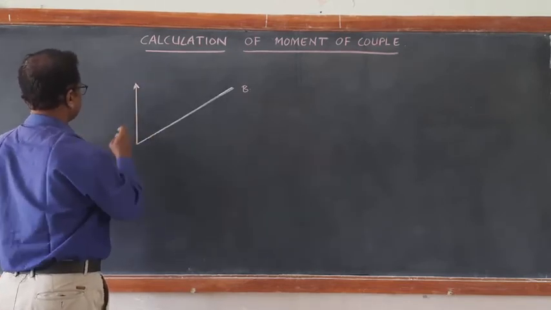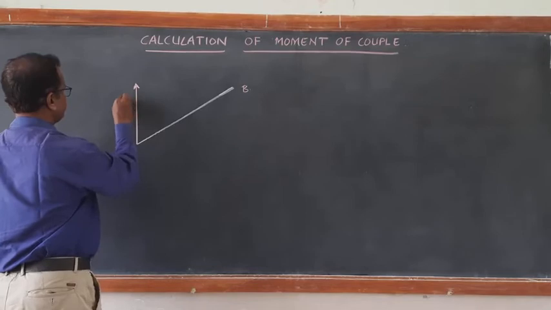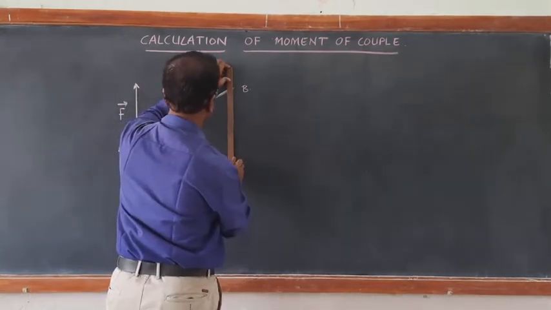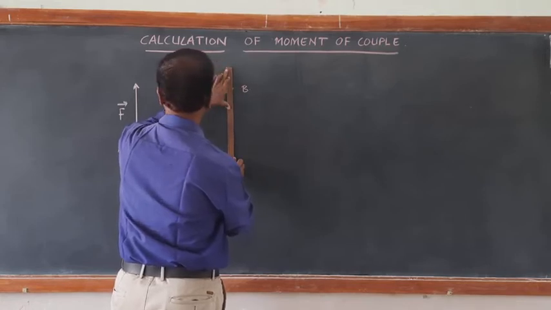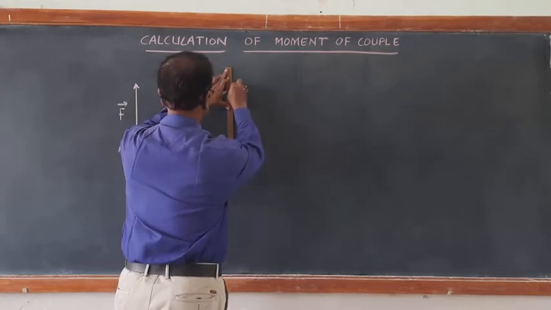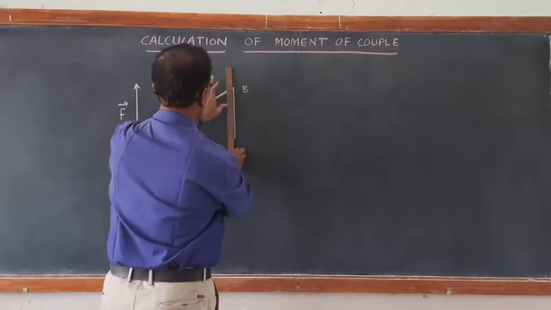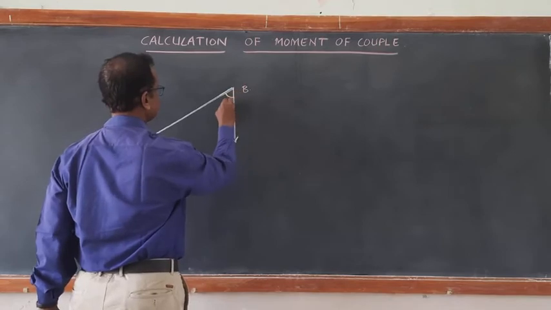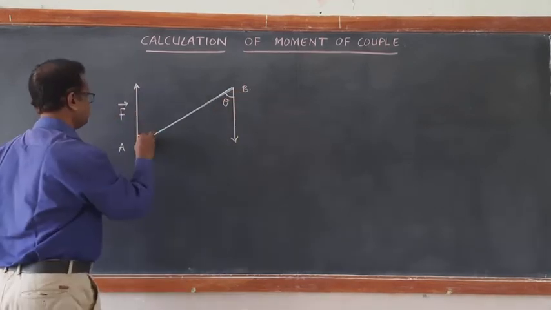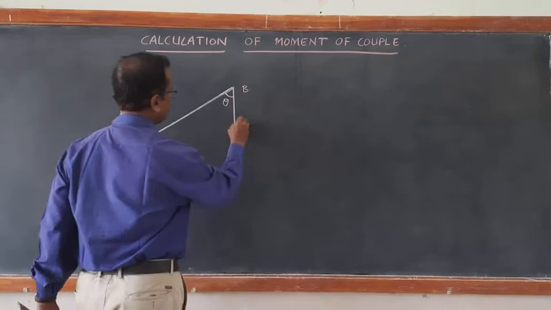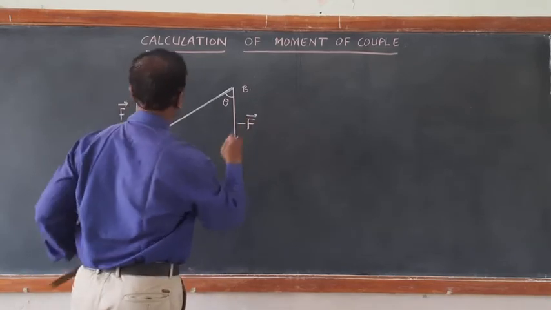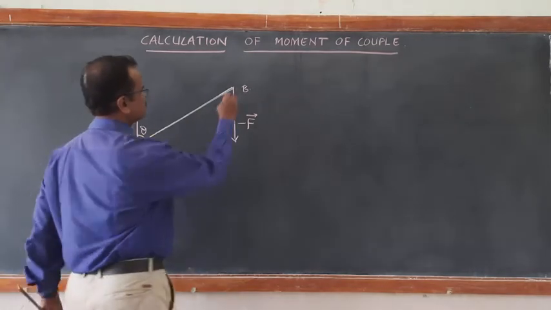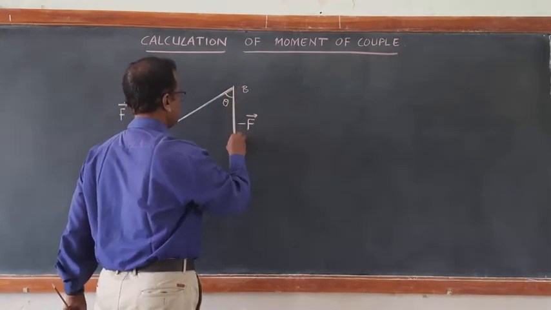This is F, and there is another force acting in the vertically downward direction. Now the forces are not acting perpendicular. There is an angle between them. Let theta be the angle between them. So two equal and opposite forces acting at two different lines constitute a couple.